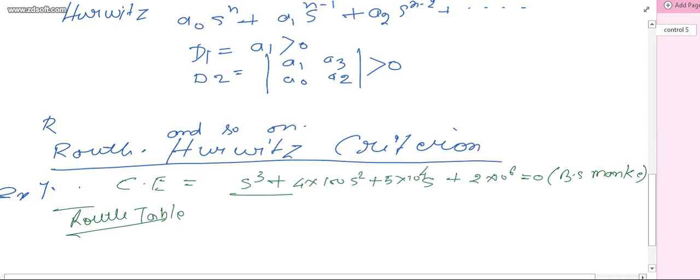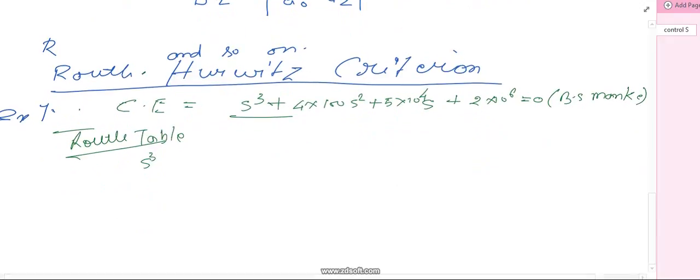Okay, and the Routh table we are making: s cube, s square, s1 and s0. So from there you can see this is 1, this is 5.